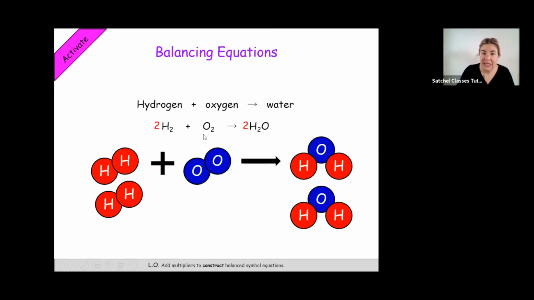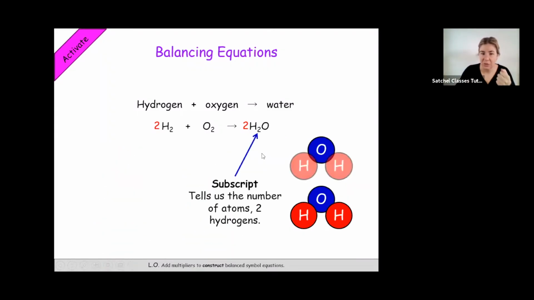On this side, I have 2 oxygen atoms. And on this side, I have 2, because this number is saying that everything that comes after it is multiplied by 2. Okay, so I have 2 oxygen atoms. This is now a balanced symbol equation. Let's have another go, and then we'll do lots and lots of practice so you'll understand it.